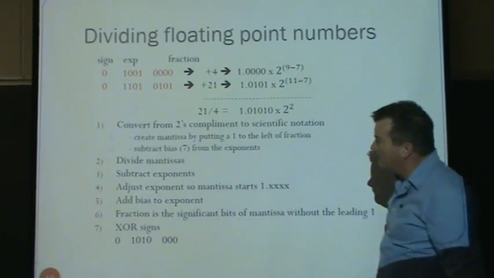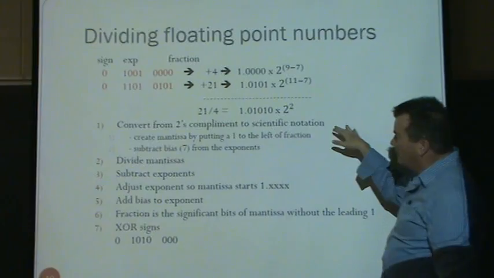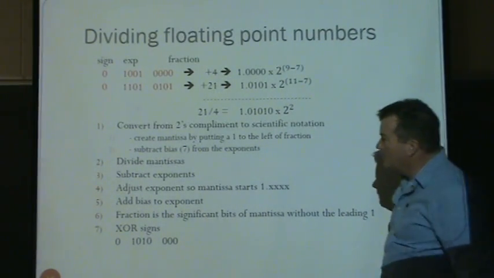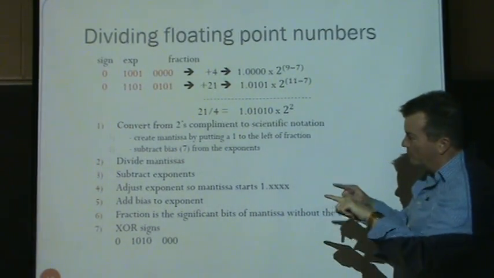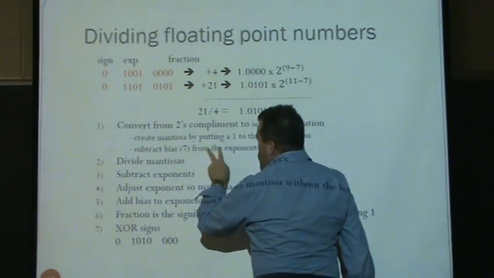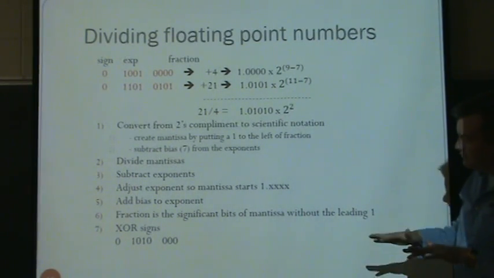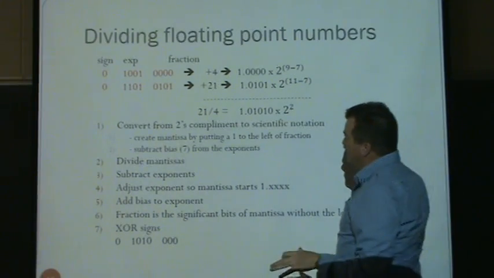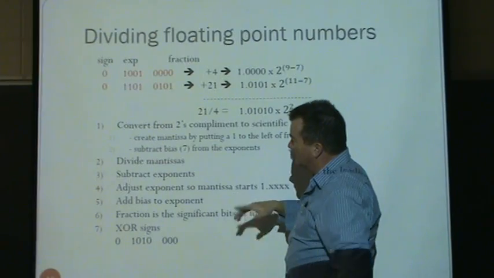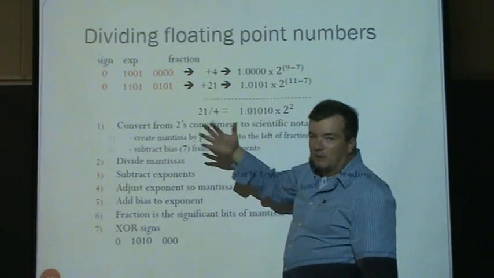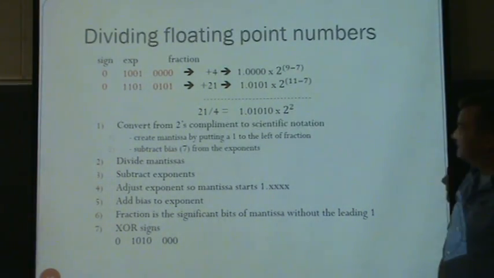We're going to do divide. Again, we follow the same steps. Copy the 2's complement into scientific notation. Create the mantissas by putting a 1 to the left of the fraction, so it's a 1.0. Subtract the bias to get the correct exponents. Do the division, so we're really dividing this number by this number, doing the division like we said on the last slide. We're subtracting the exponents instead of adding them, and then make the adjustments and have the result come back.